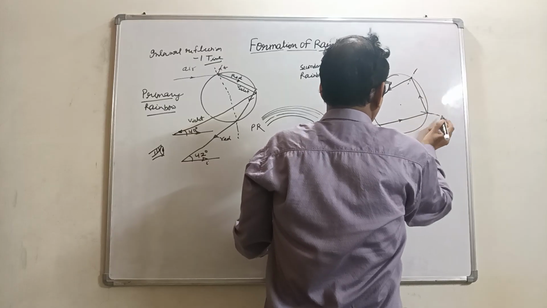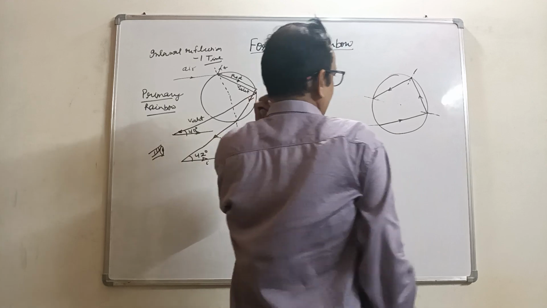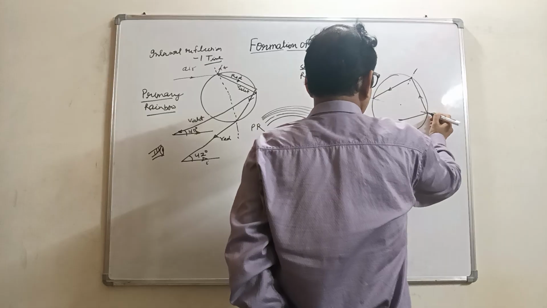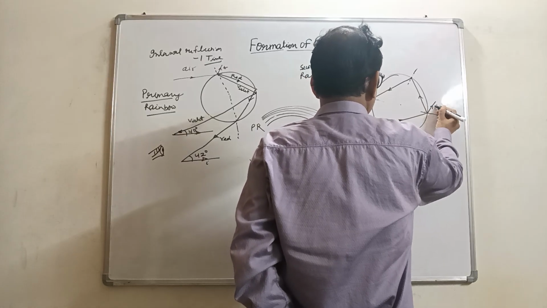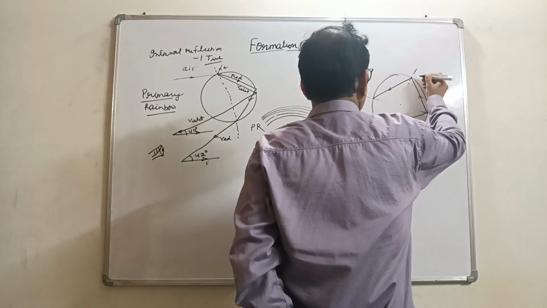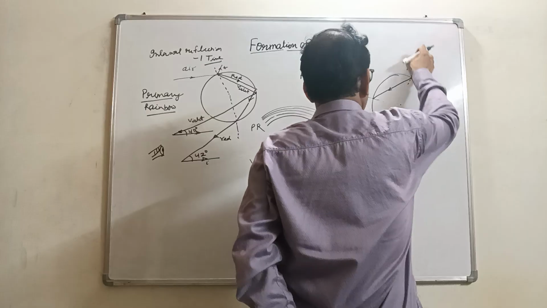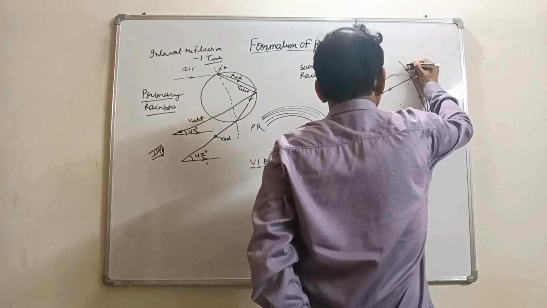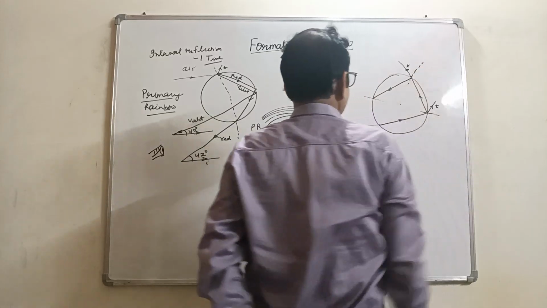This is the optical normal here. This is also an optical normal here. This is also an optical normal here. So some light is reflected here, and some light is transmitted here. The transmitted light goes like this. Transmitted light. This is the optical normal.